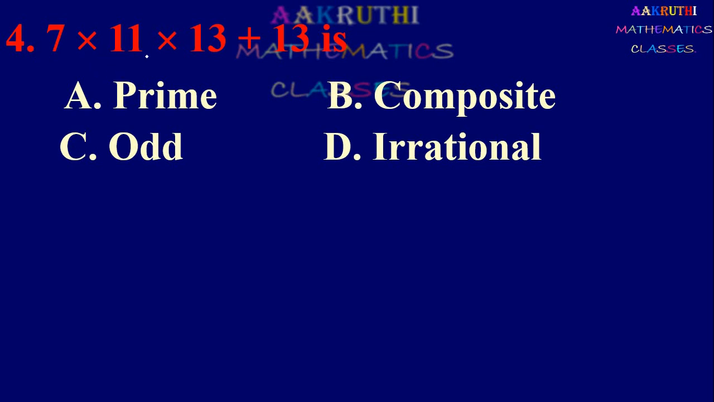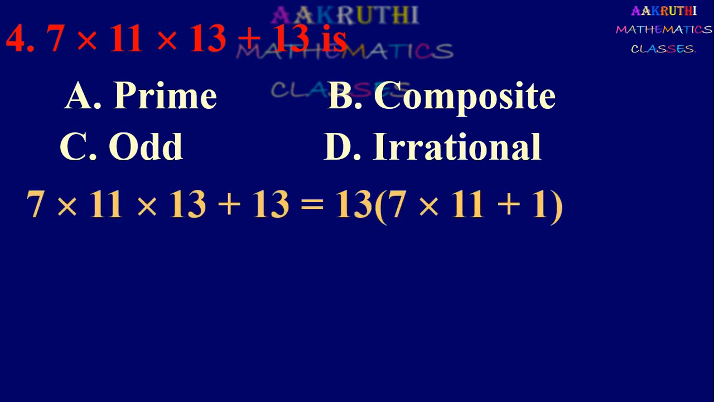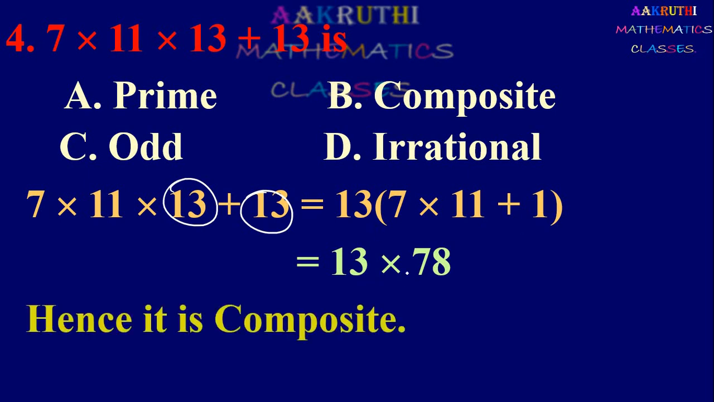7 into 11 into 13 plus 13 is, you have to find whether this number is a prime number, composite number, odd number or irrational number. Now here, 7 into 11 into 13 plus 13. Here 13 is common, so we can take it outside and write it as 13 into (7 into 11 plus 1). Here 7 into 11 is 77, and 77 plus 1 is 78. Therefore the given number can be written as 13 into 78. That is, the given number can be written as a product of two numbers, so it is a composite number. The correct option is option B.